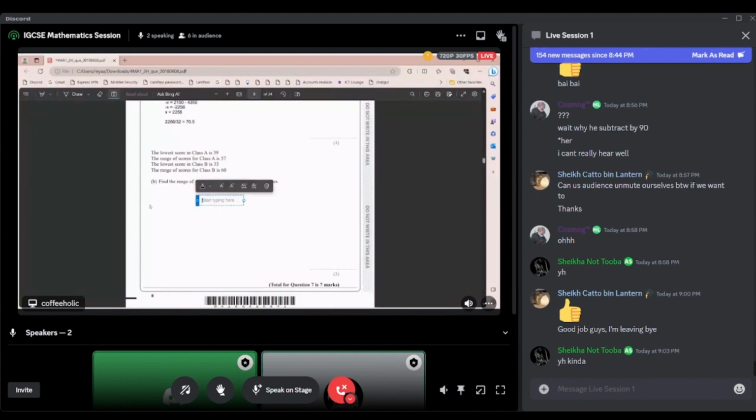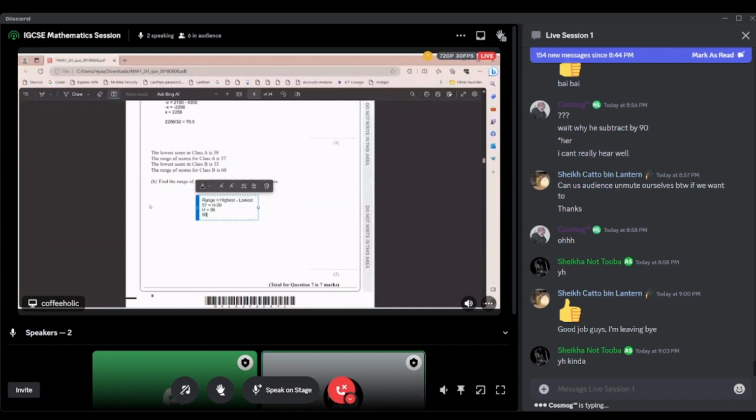Okay, so for this one, the range of scores for all the students in both classes. So we know that 57 is the range for A and the 39. So the highest value for A would be 39 plus 57, which is 96. Yeah. And then 33 is the lowest score in class B. So we basically do 96 minus 33, which is 63.